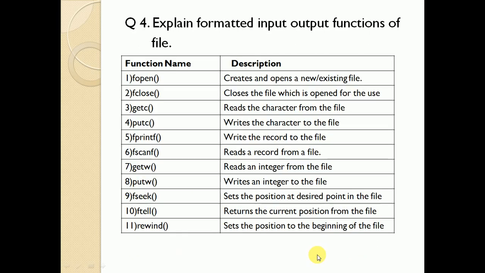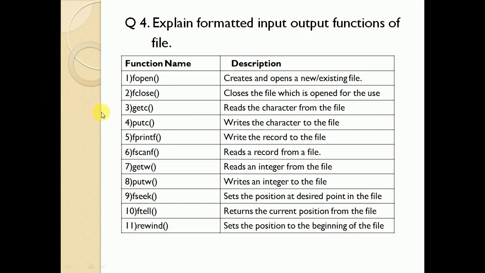Let's see the next question, that is, explain formatted input output functions. There are various IO operations on a file performed by these functions. I have listed the function names here and given the description in the table. The first function is fopen. Fopen means file open. It creates the file or opens an already existing file. The second function is fclose. Fclose is file close, which closes the file which is open for use.